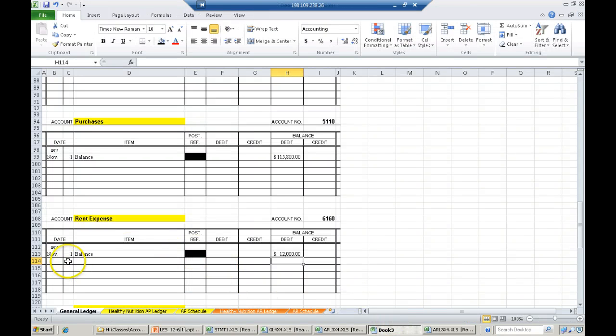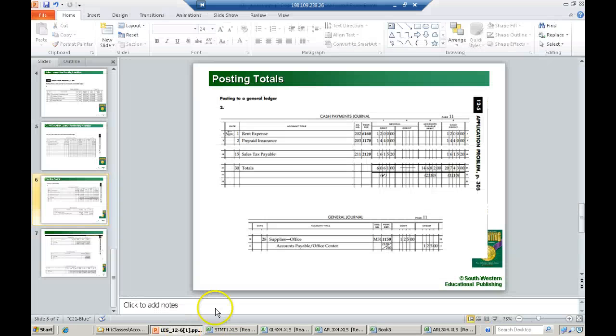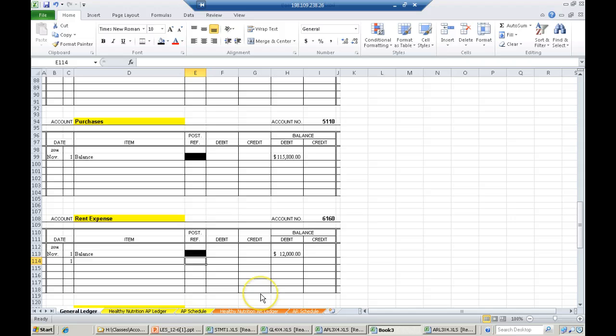Expense here. And this happened on the 1st. Post reference was CP11. So we're going to put CP11. Debit amount of $1,200. Now again, we're going to want to set up a formula, so equals this plus this minus this. And there we go. That should be our rent expense general ledger account for the month.